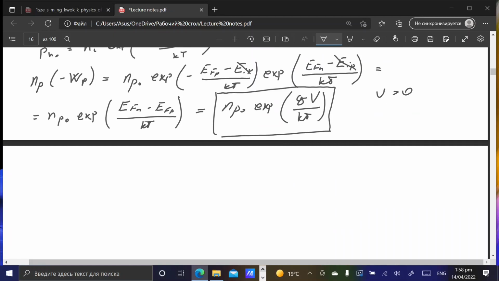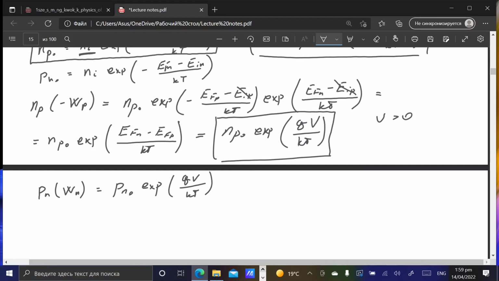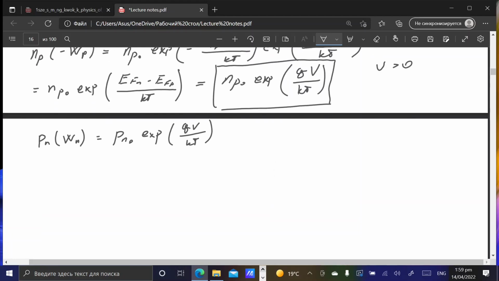But now we have this, and this is for minority electrons in P region, but also we can write Pn Wn, minority non-equilibrium charge carriers at the edge of depletion region, neutral region in the n-type semiconductor. In analogy to the previous, it will be Pn naught times exponent Q times V divided by KT. And with this, we already know what will be this concentration at the edge.